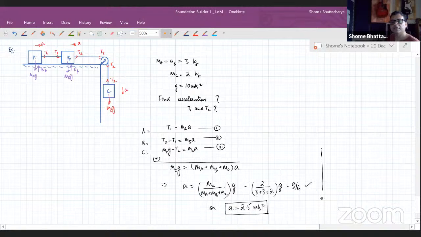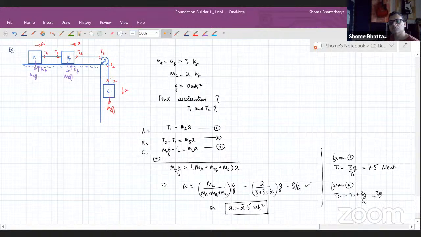Now substitute this back in equation 1. So T1 will become 3g by 4, or 7.5 newtons. And from equation 2, you can see T2 will become T1 plus 3g by 4. So it will become 3g by 2, or 15 newtons. So these will be the tensions.